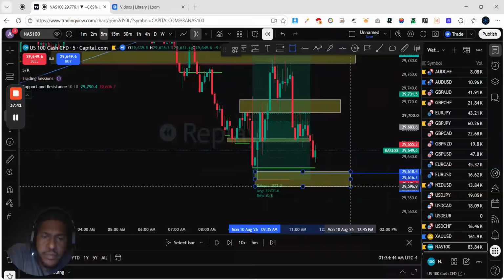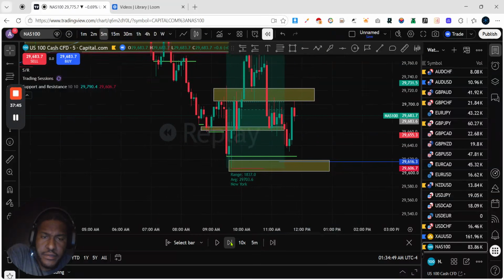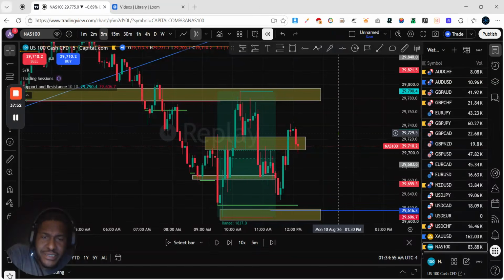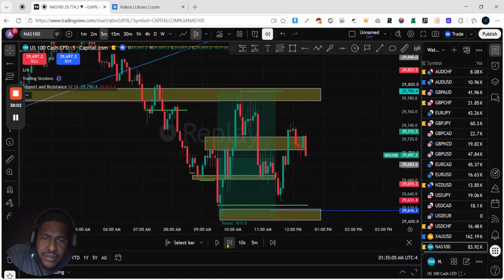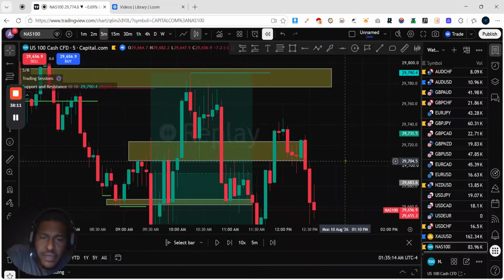I need price to break through this strong and I'll sell. I already got one loss for the day. And now we back. All right, I'll tell you what. Man, should I sell this? Damn. I probably would have sold this. I clicked on that candle too fast.